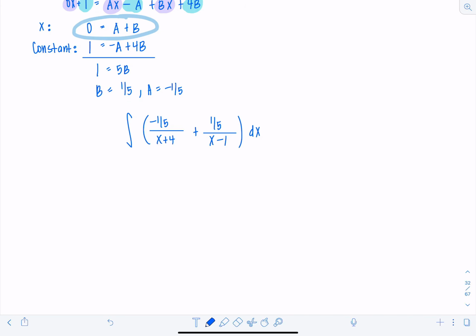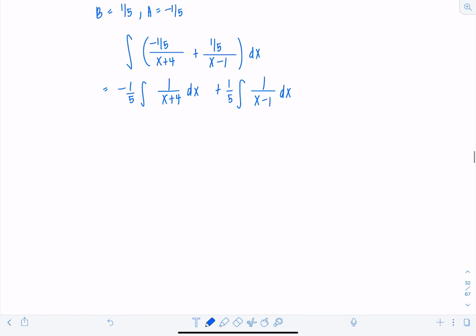All right. I'll take this one step by step, and then once you get the hang of it, you can kind of go a little more quickly. So I can take the constants outside the integral, and I'm actually going to split it up for you guys just this time. So I have -1/5 times the integral of 1 over x plus 4 dx plus 1/5 times the integral of 1 over x minus 1 dx.